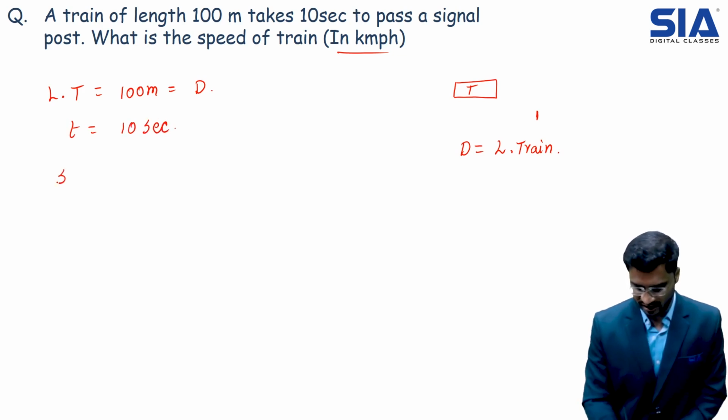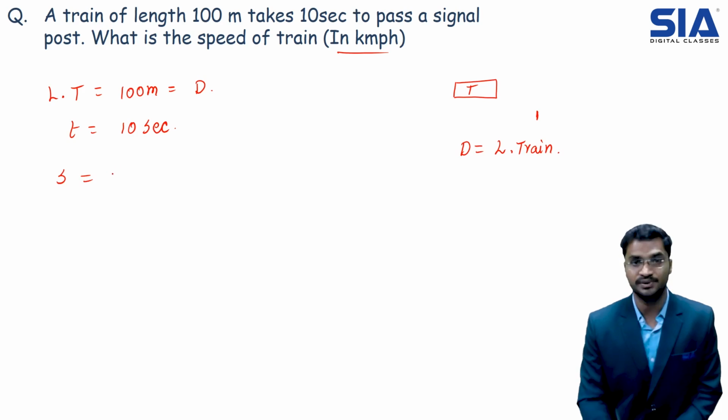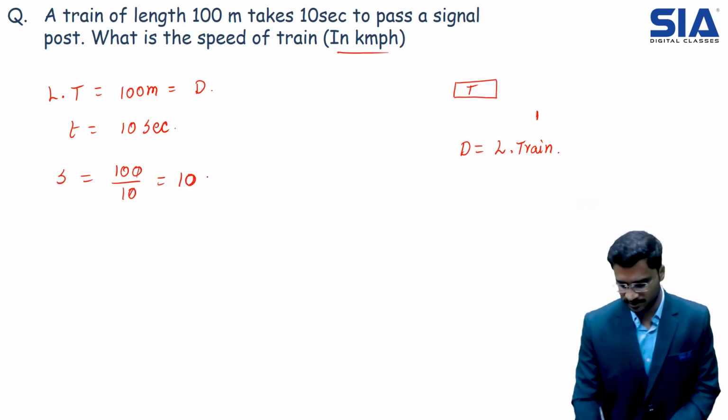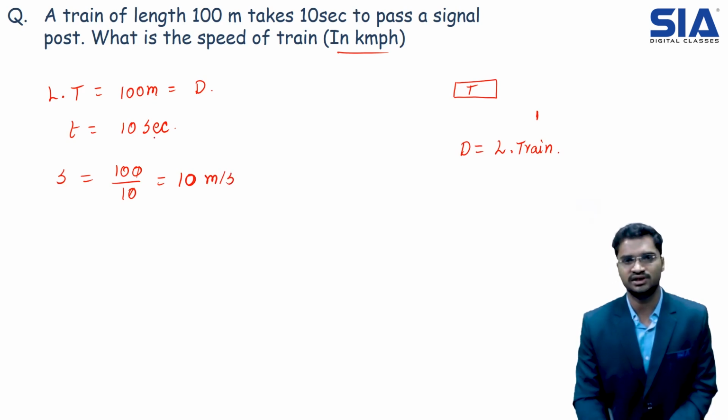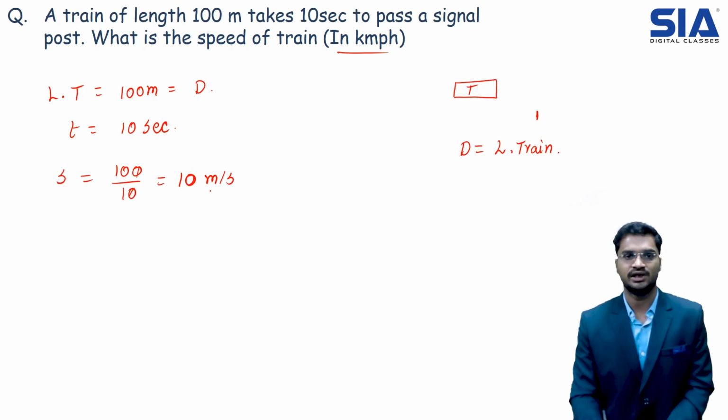By using this, can I find the speed? Yes, I can find the speed. Speed is nothing but distance upon time, which is 100 by 10. So 100 by 10 is 10. But our speed is coming in meters per second, because distance is given in meters and time is given in seconds. So our speed is 10 meters per second.